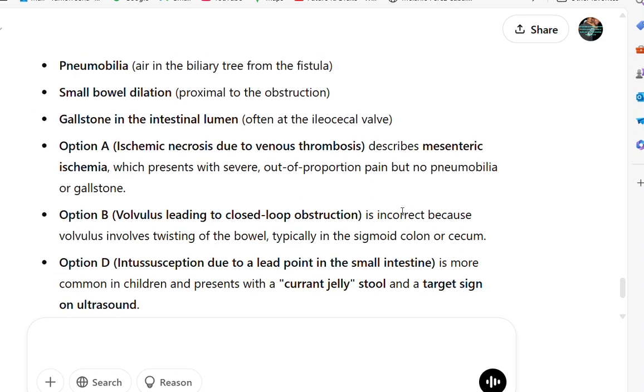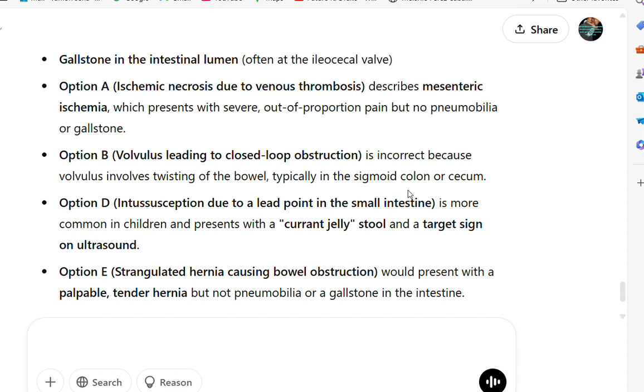Option A, ischemic necrosis due to venous thrombosis, describes mesenteric ischemia, which presents with severe, out-of-proportion pain, but no pneumobilia or gallstone. Option B, volvulus leading to closed-loop obstruction, is incorrect because volvulus involves twisting of the bowel, typically in the sigmoid colon or cecum.